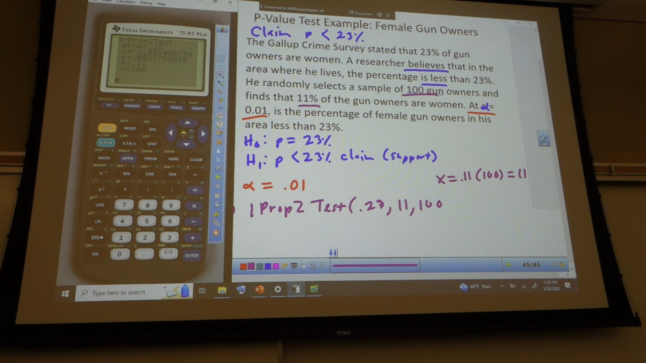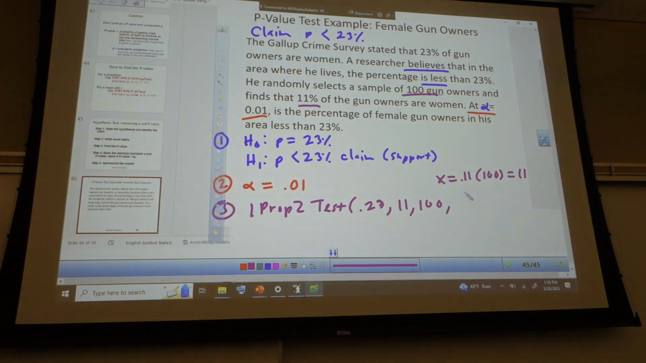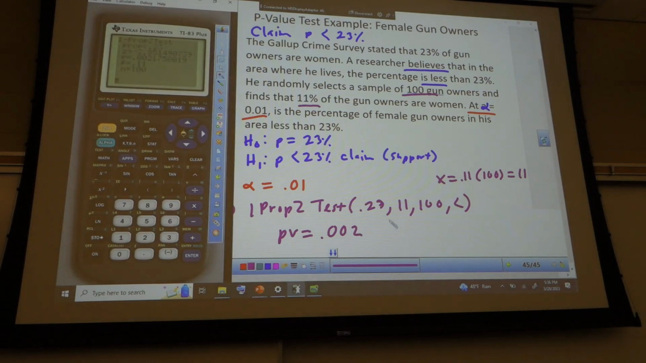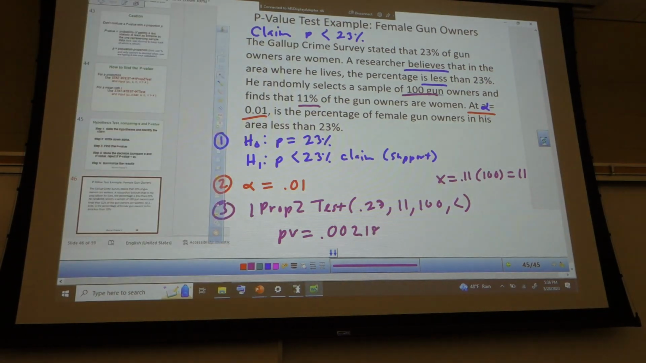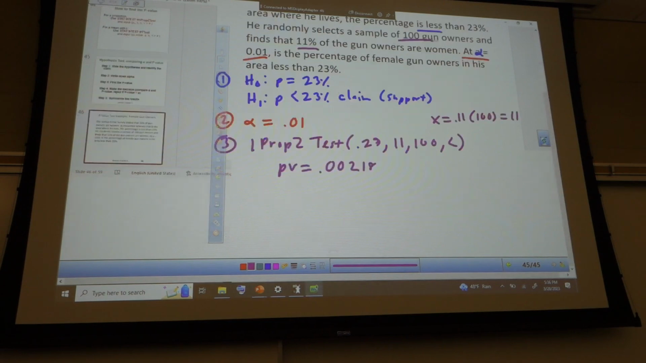My p-value is, oh wait, what else did I put in there? I put in the less than sign. Oh yeah, I put just less than. Okay. And then my p-value is 0.00218, 3 sig figs. Okay. Everybody feeling okay with this part so far?